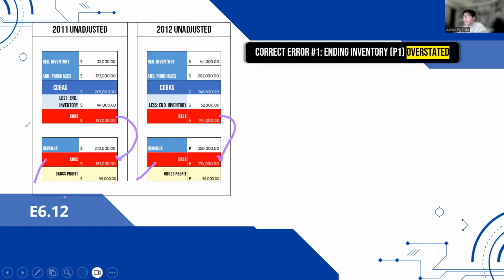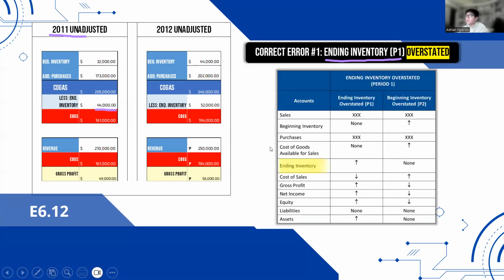So, let's analyze the problem. Ang nangyari is the ending inventory is overstated. Itong ending inventory of 44,000 in period 1 is overstated by how much? By 5,000. So, dahil ending inventory mo is overstated by 5,000, your cost of sales is understated by 5,000. And because your COGS is understated by 5,000, understated rin to ng 5,000. So therefore, your gross profit is overstated by 5,000.